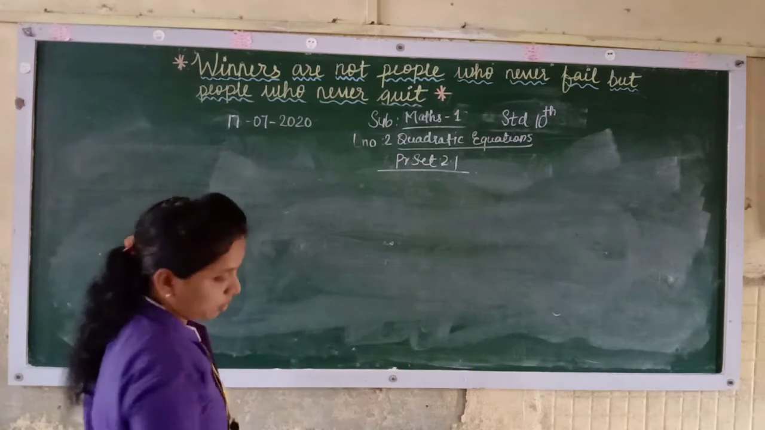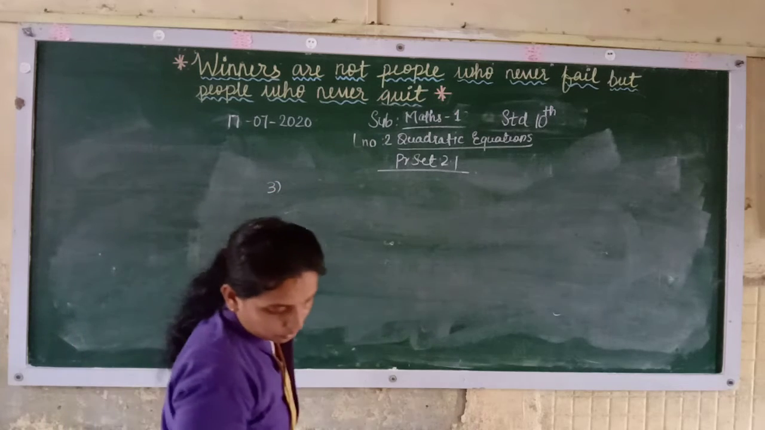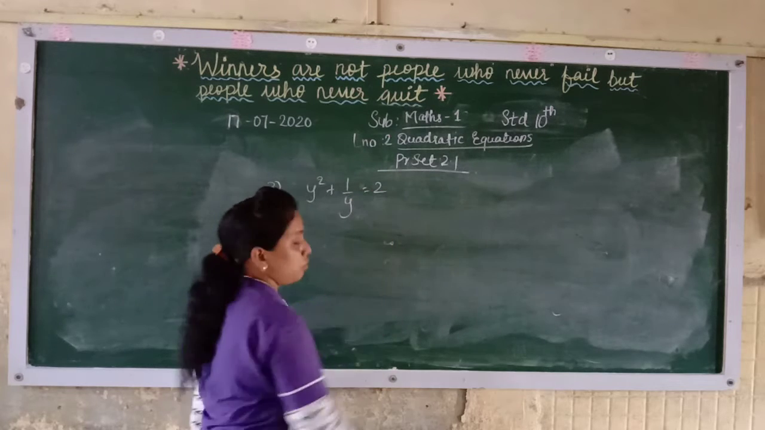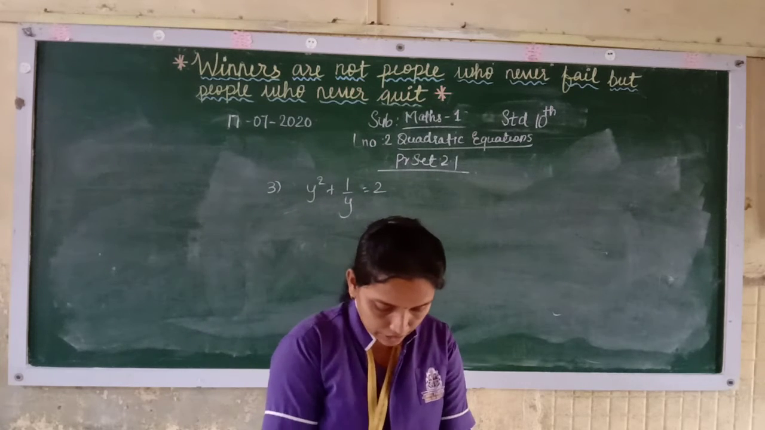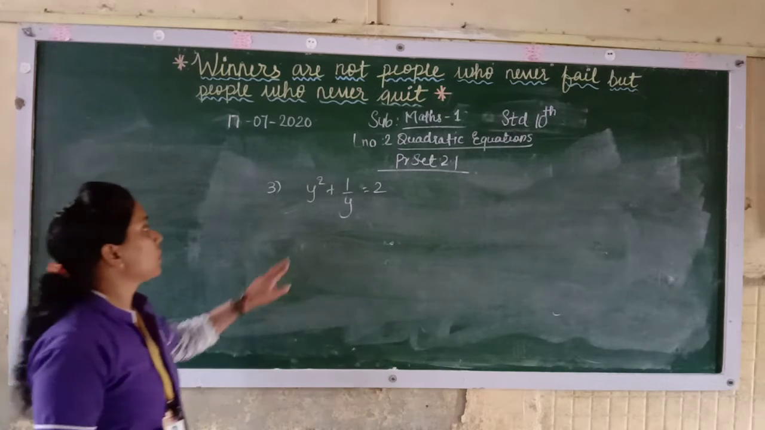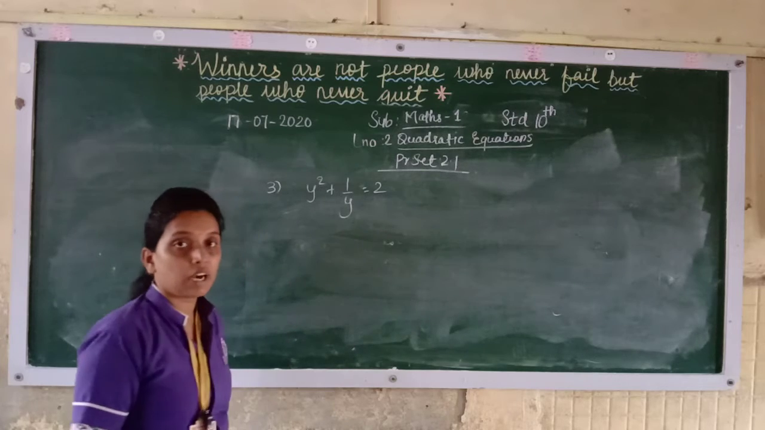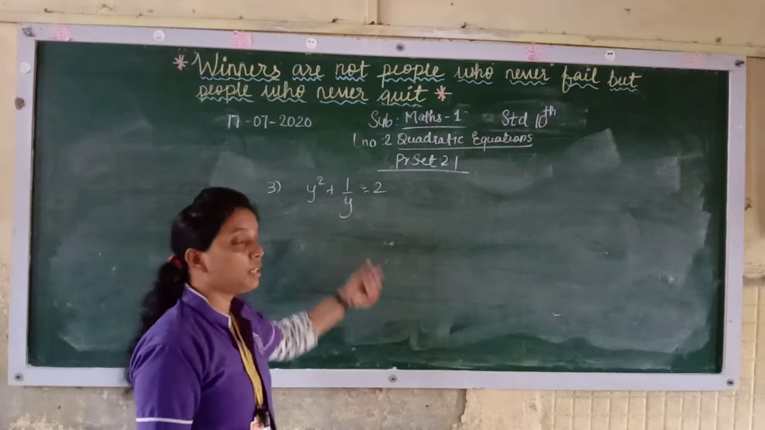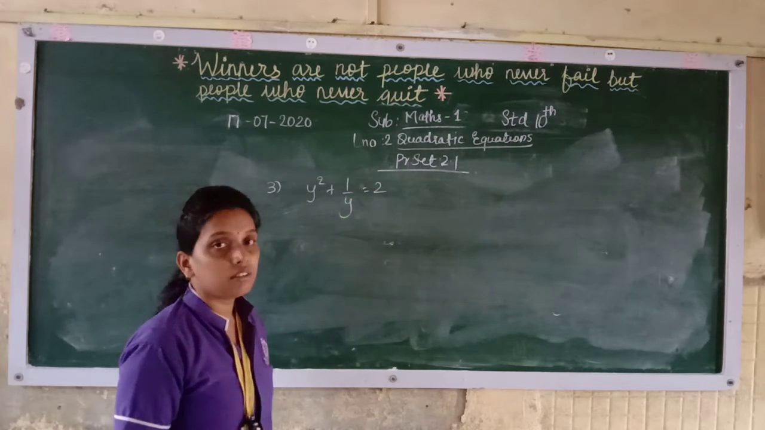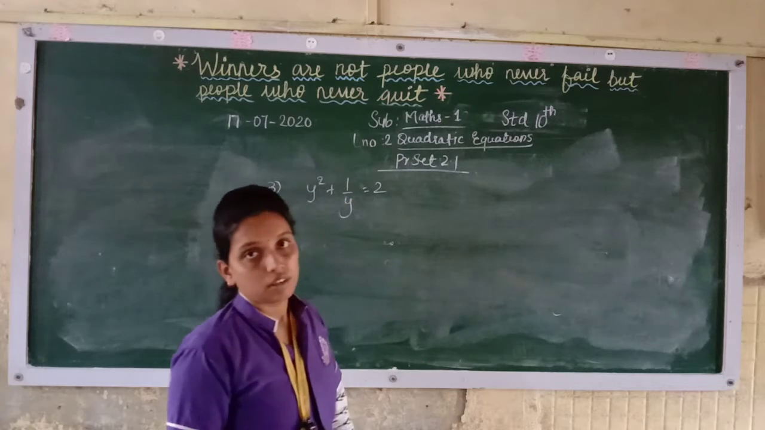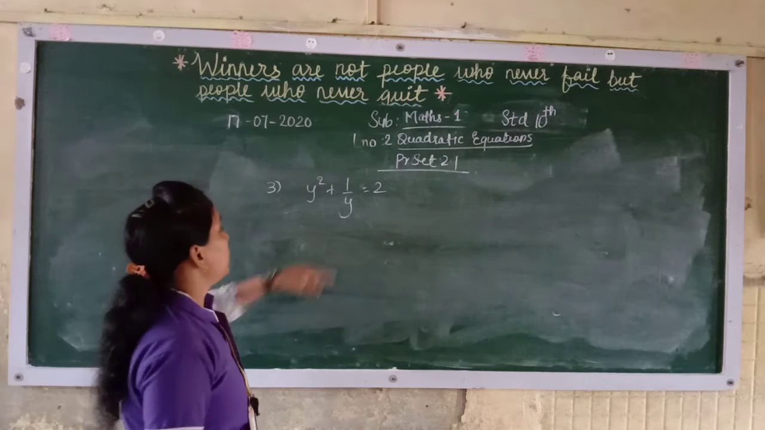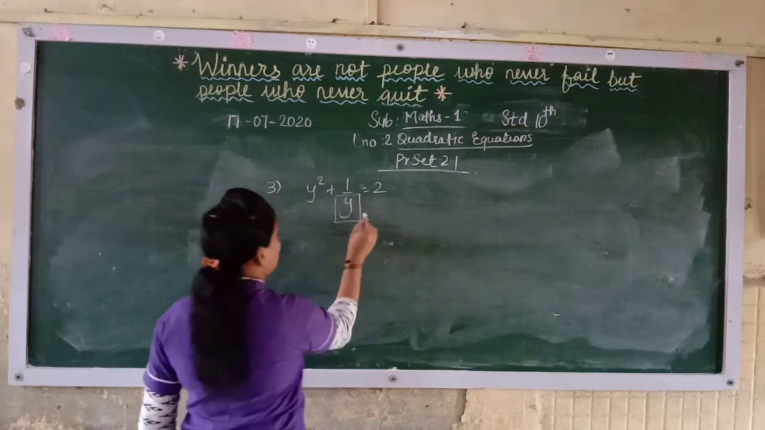Now see for the third one, it is given y square plus 1 upon y is equal to 2. And we have to say whether it is a quadratic equation or not. Now if you see, the denominator is y. The variable should not be in the denominator, because its power will become negative when it goes to the upper side, and the power is also 1 over here.